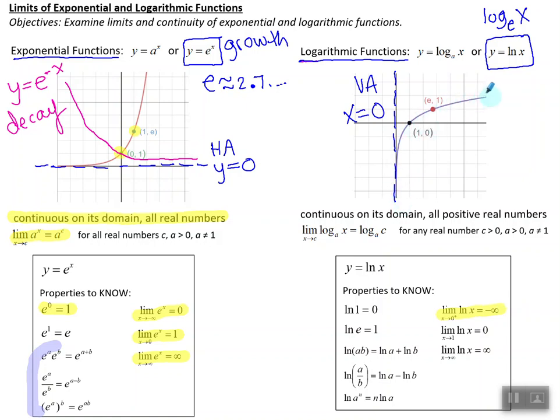Now to the right, x approaching infinity, the function is always going up, so that limit is positive infinity.